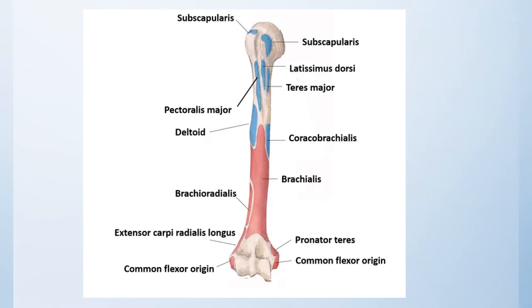Likewise, it is the lateral supracondylar ridge. The upper 2/3 gives attachment to the brachioradialis, the lower 1/3 gives attachment to the extensor carpi radialis longus, while pronator teres is attached on the medial supracondylar ridge. So we can see the attachment of pronator teres. So this is the whole picture of the anterior aspect and the muscles attached on the anterior aspect of the humerus.